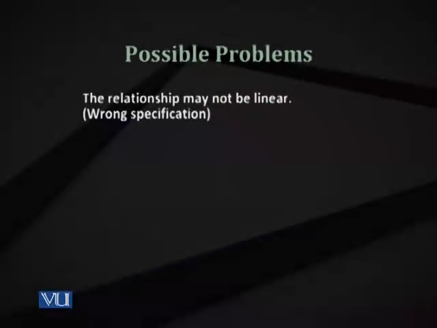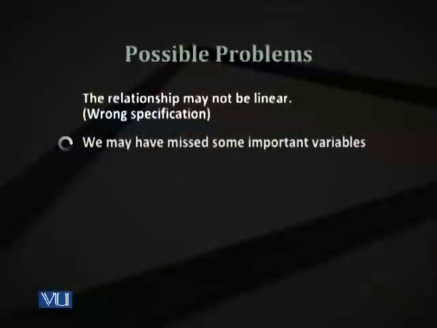There are some possible problems in regression results. For example, number 1, the relationship may not be linear. As you saw, we performed a linear multiple regression of GDP on labor force and gross capital formation and exports. So we assumed that these 3 independent variables and the dependent variable are linearly related. In real life, normally we don't find linear relationships. So this may be called a wrong specification. When you wrongly specify the model, you may have misleading results.